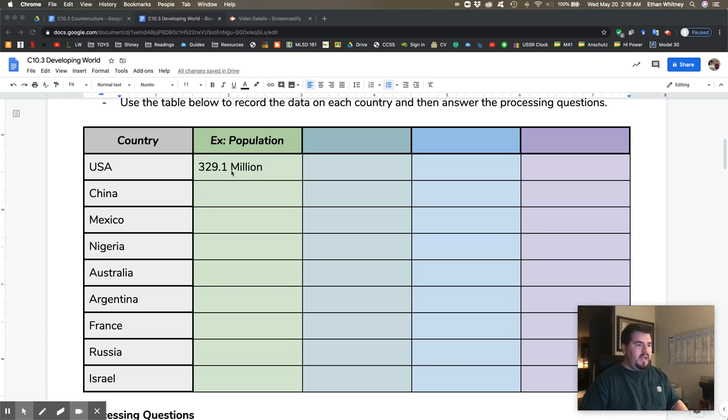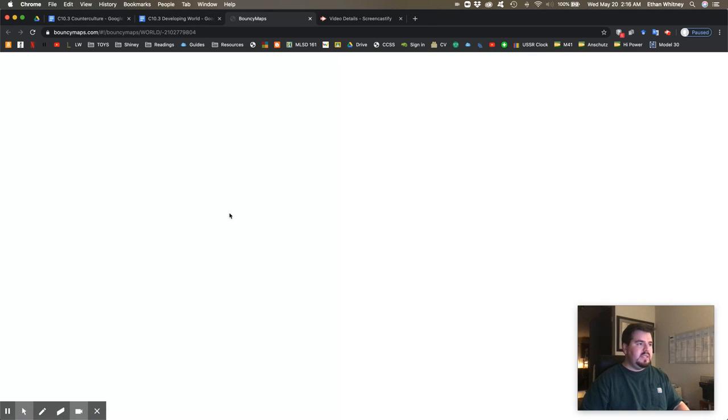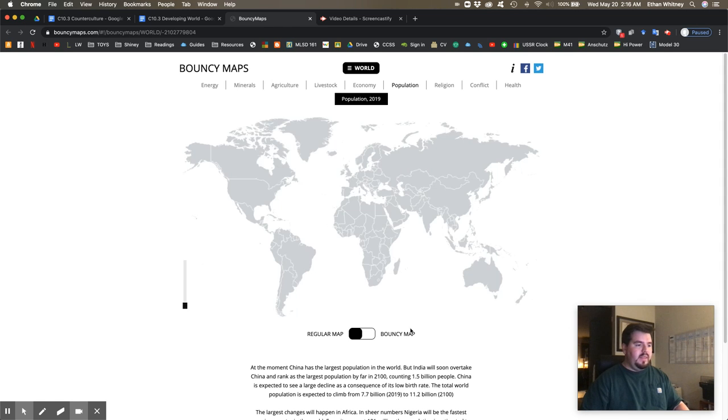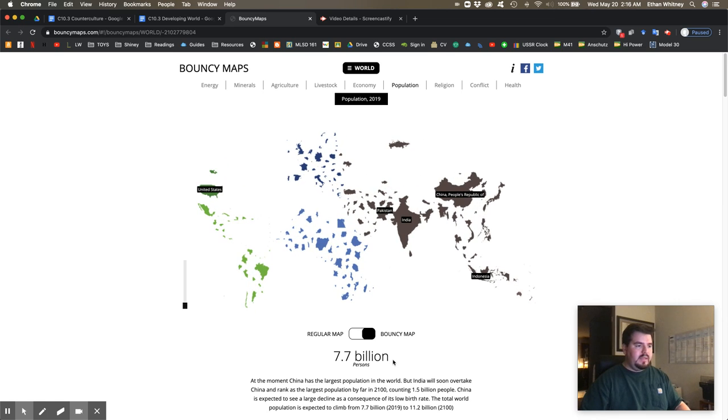Okay. So now that's how the table works. That's how you're going to compare the several different countries. But where do you find the data? Well, you find it with this link right here. So this link is going to take you to the bouncy map. I don't know why they call it a bouncy map, because there's a specific term for it, which is a cartogram, which is basically a way of showing information on a map.